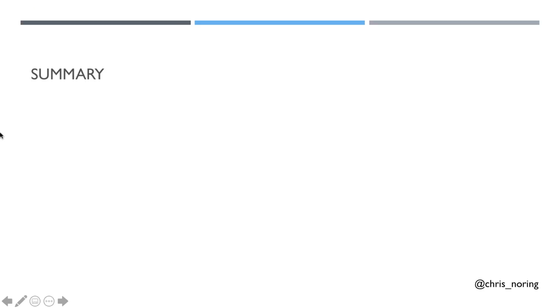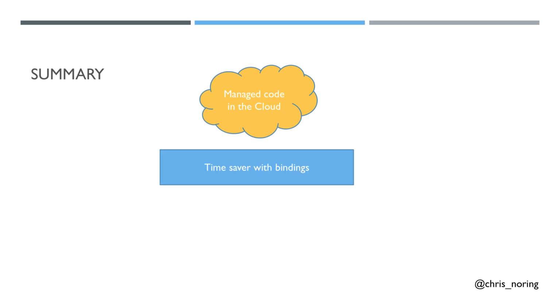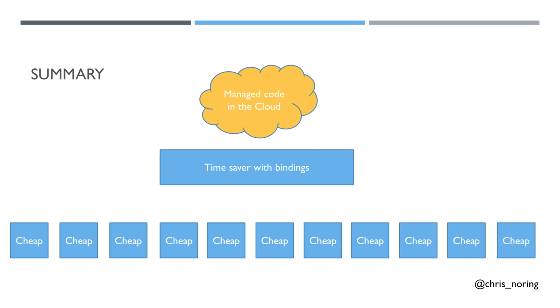In summary, serverless is about running managed code in the cloud, and we have a concept called triggers, which is the reason that the code is being invoked in the first place, such as hitting an endpoint or a new row in a database and so on. We have a real time saver with bindings, a concept that means that we have a lot of code written for us to connect with different data sources. And yes, serverless is really, really cheap. So don't place all your code in serverless, but code that is called some of the time.